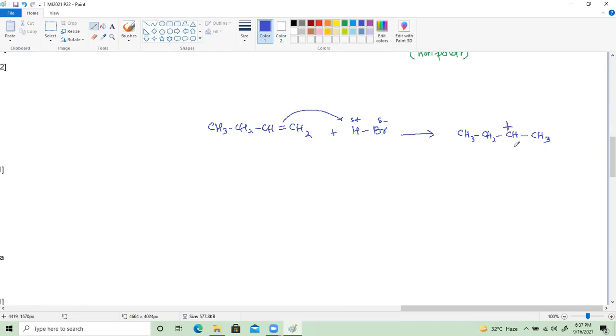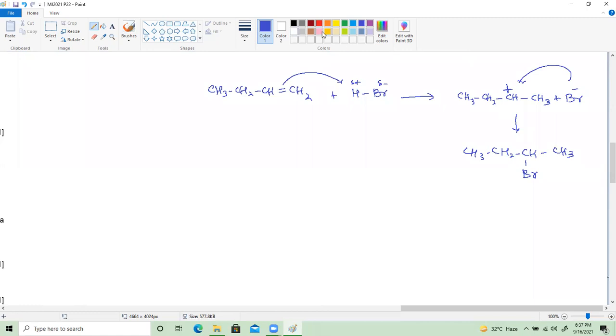Okay, so it's what? A secondary carbocation, because this carbon atom with a positive charge is attached with 2 alkyl groups here, and bromide ion should be made. Then this bromide ion combines with a secondary carbocation, and then that makes it 2-bromobutane.